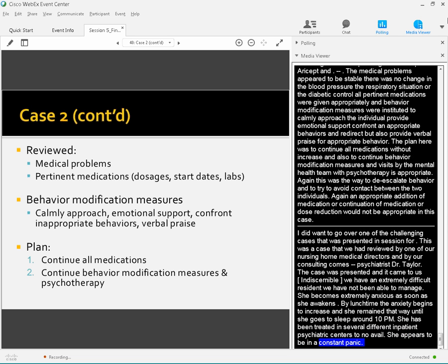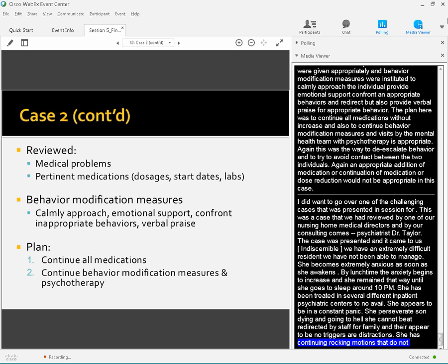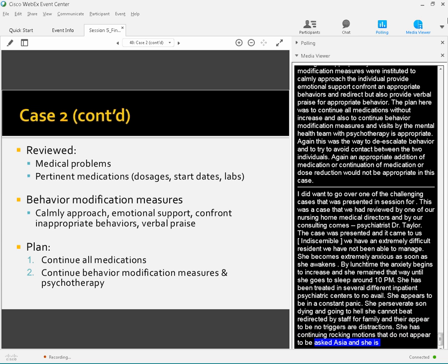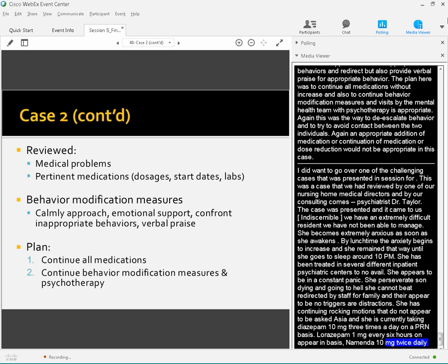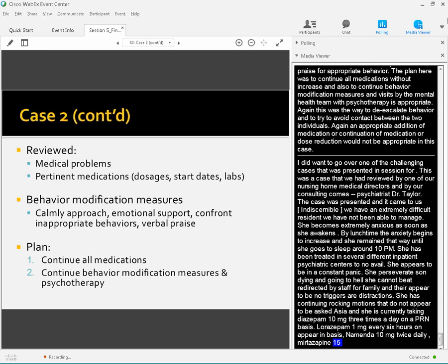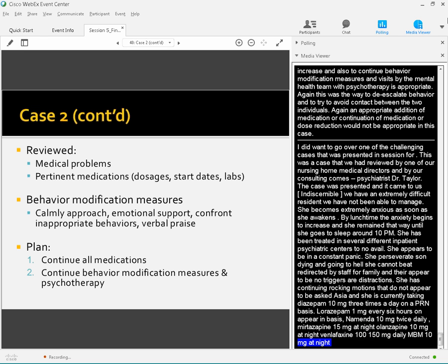She has continuous rocking motions that do not appear to be an akathisia, and she is currently taking diazepam, 10 milligrams 3 times a day on a PRN basis, lorazepam, 1 milligram every 6 hours on a PRN basis, Namenda, 10 milligrams twice daily, mirtazapine, 15 milligrams at night, olanzapine, 10 milligrams at night, venlafaxine, 150 milligrams daily, Ambien, 10 milligrams at night. Now she's losing weight as a result of being too anxious, and she's not eating. Would love some advice.